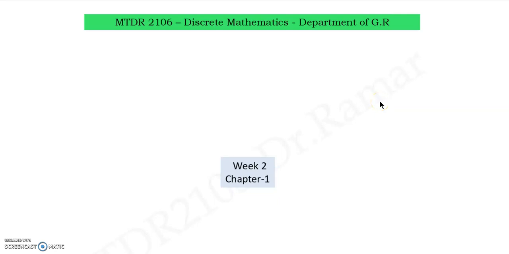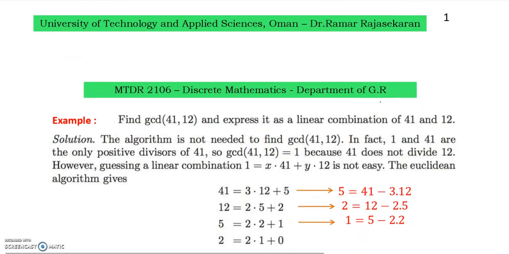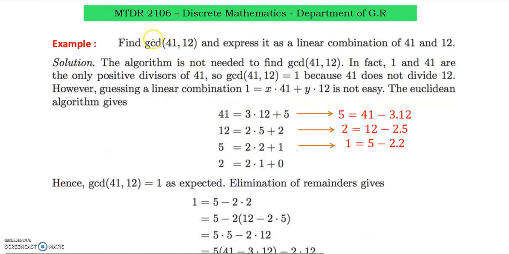Dear students, in this video we are going to see linear congruence and the Chinese remainder theorem. We will start with an example. Find the GCD of 41 and 12 and then express that GCD as a linear combination of 41 and 12.